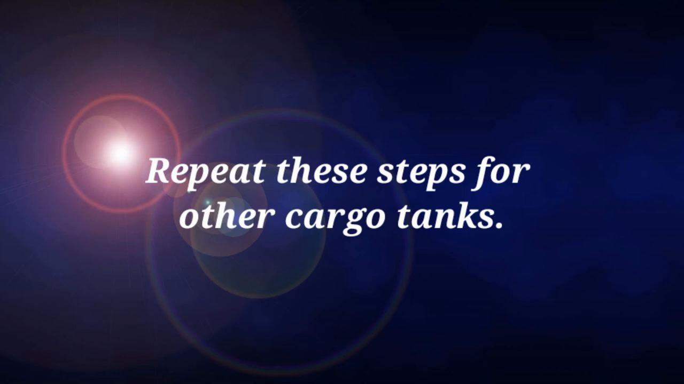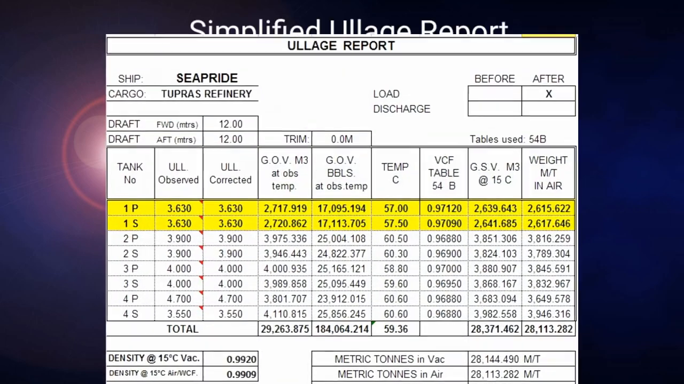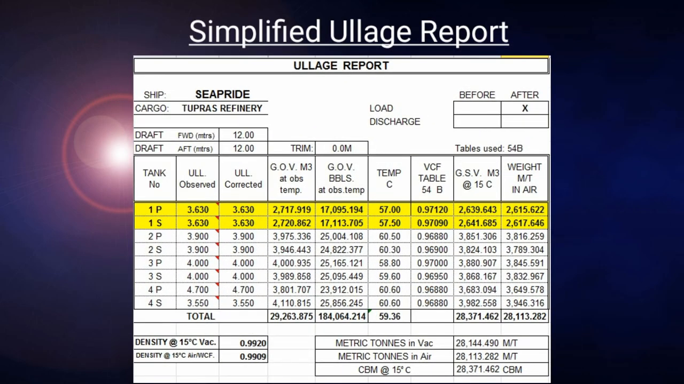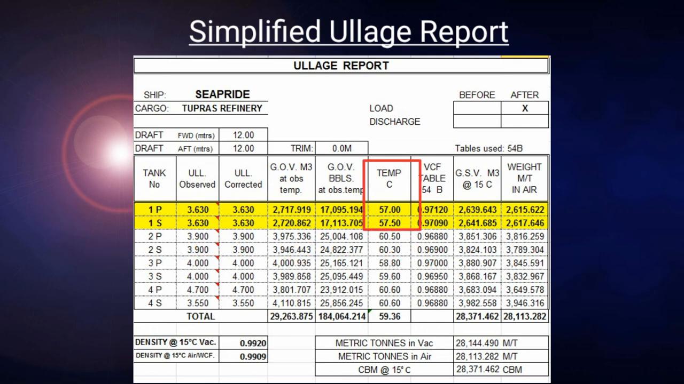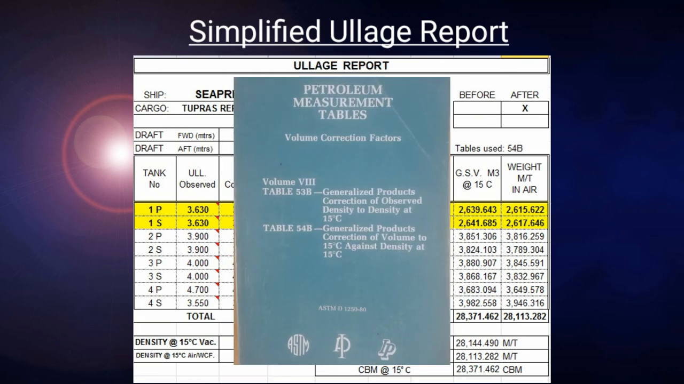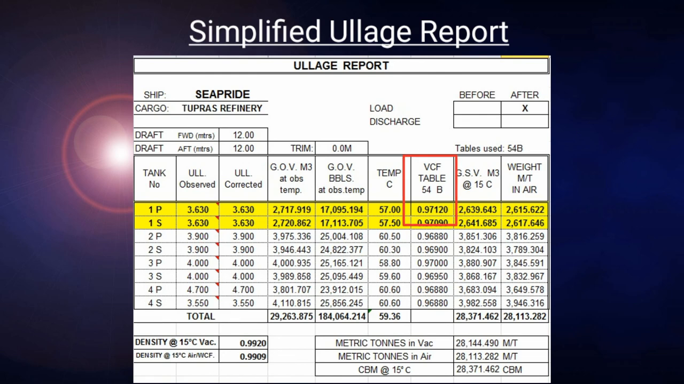Repeat these steps for the other cargo tanks and you would get the total quantity of cargo loaded. Take a look at this example from Allied's report on my vessel. In 1 port cargo tank, we measured 3.63 meter ullage and a temperature of 57 degrees Celsius. Using the ullage table, we would get the observed volume as 2717.919 cubic meters. Then, we take a look at table 54B and we would get 0.9712 as the VCF. We get our standard volume by multiplying the observed volume by the VCF. And to have our weight in metric tons in air, we multiply the standard volume by the density in air, or weight correction factor. And we will have the weight as 2615.622 metric tons in air.